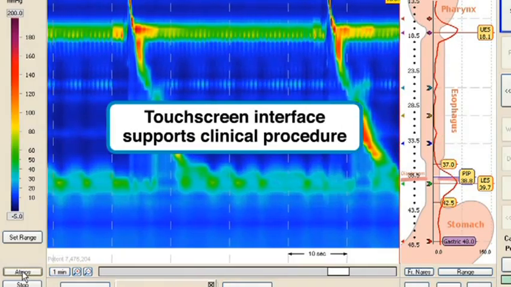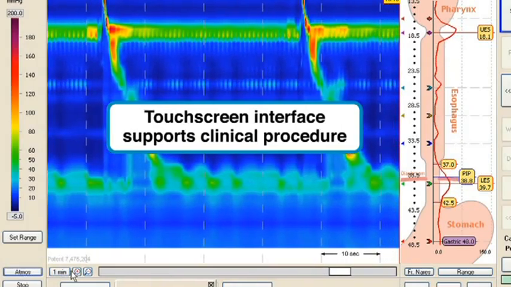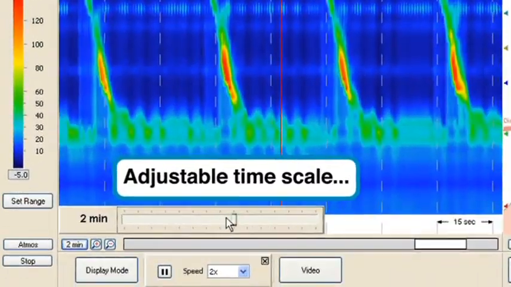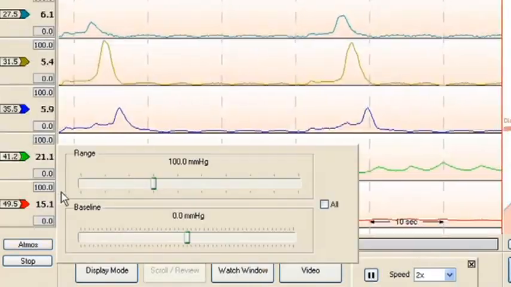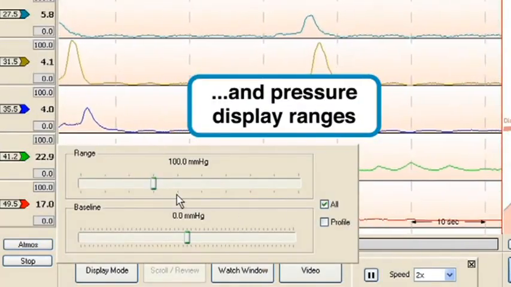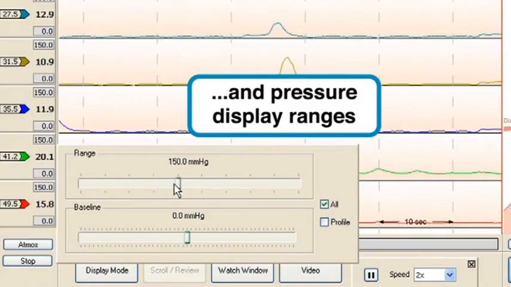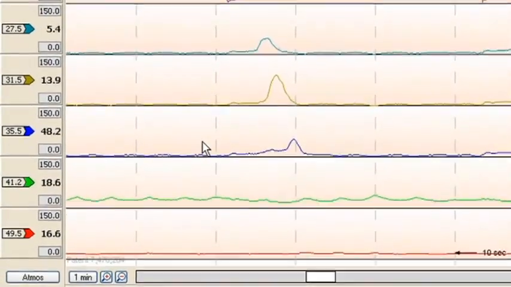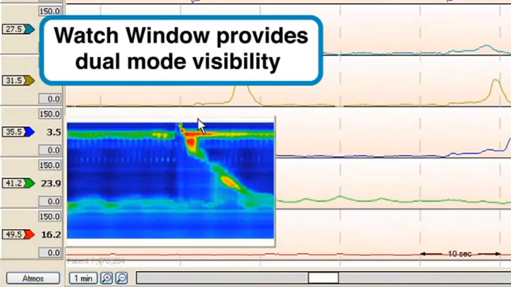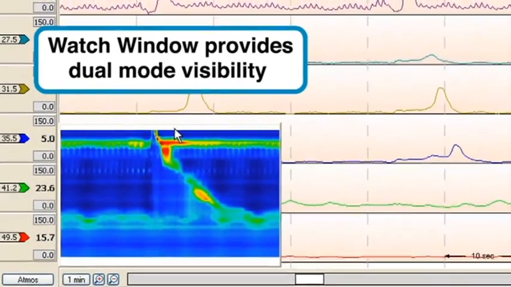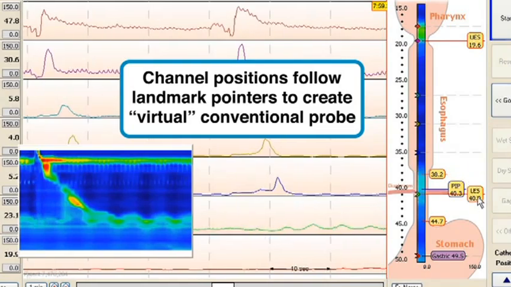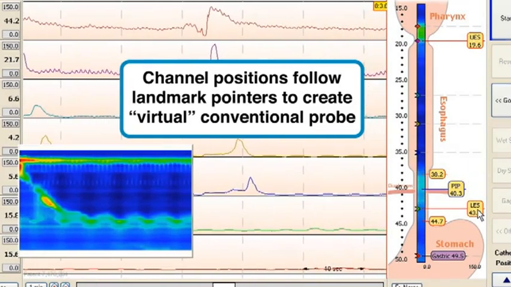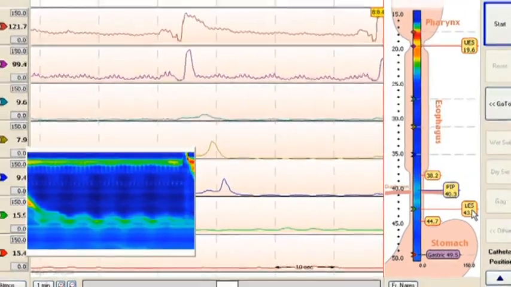Touchscreen controls and simple recording functions save time during clinical data collection. Timescales are fully adjustable, and pressure ranges are easily changed, together or individually. A watch window function displays the high-resolution pressure images while in line trace mode, and channel positions are adjusted precisely relative to the true anatomical locations.